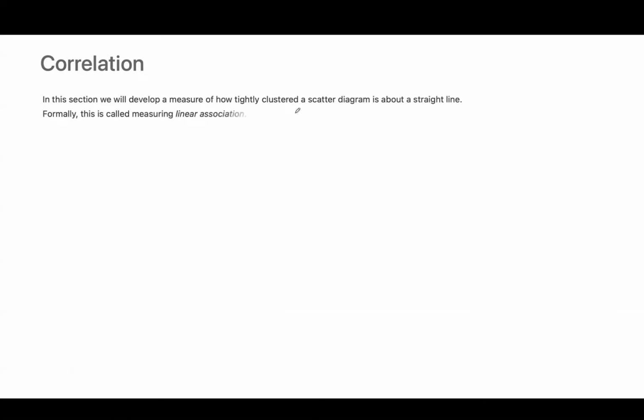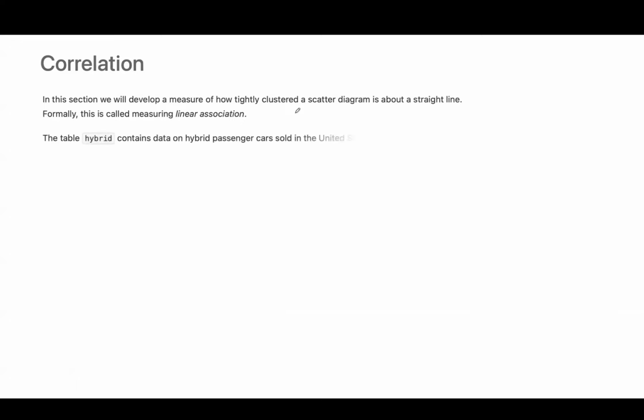Let the fun begin. Correlation. Correlation from a Python point of view. In this section, we're going to develop a mathematical measure of how tightly clustered a scatter diagram is about a straight line. We already saw the formula. We know the behavior of the formula. Formally, this is called measuring linear association.